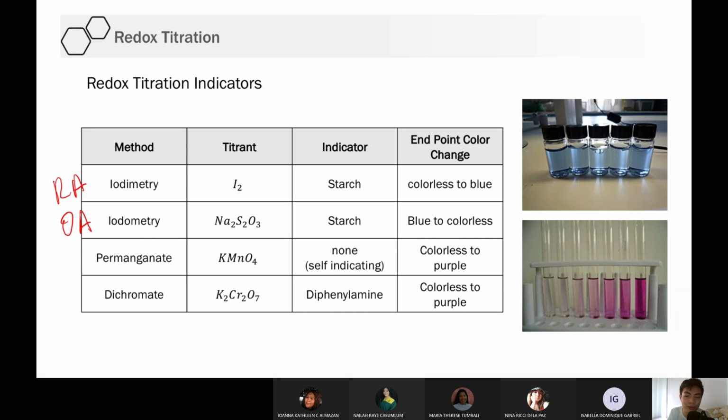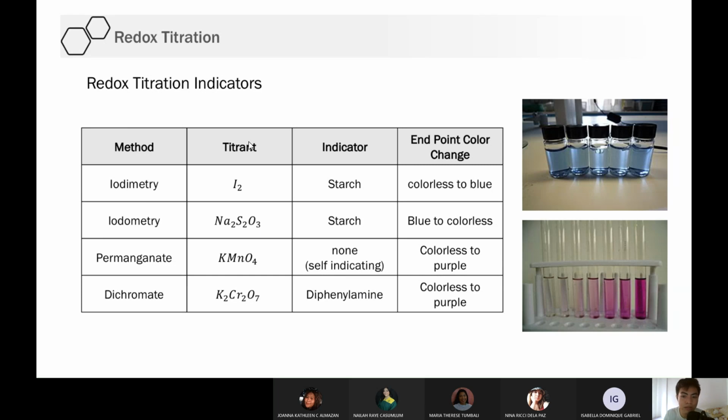What are reducing and oxidizing agents? I-discuss sa lab yun. Don't worry. So, I will skip on that. So, magkabaliktad sila ng purpose. So, iodi, this is used to quantify reducing agents. Iodo, this is used to quantify oxidizing agents. So, ito yung mga titrant that are used and these are the indicators. Commonly, for iodimetry, we use starch.